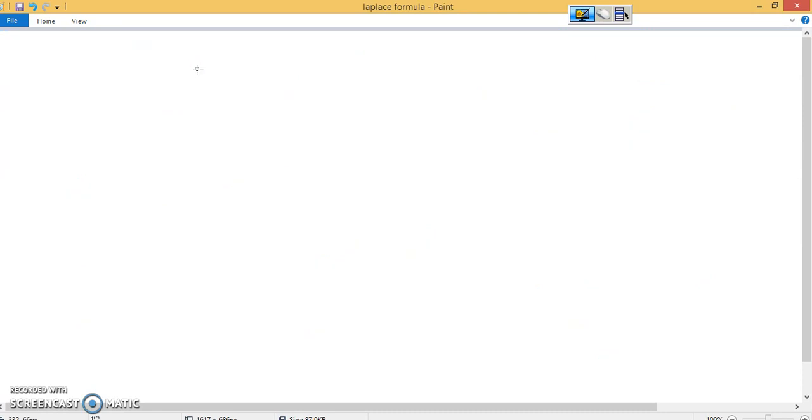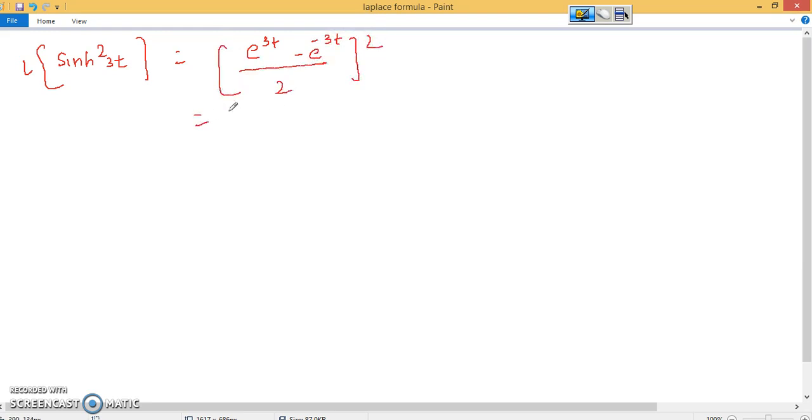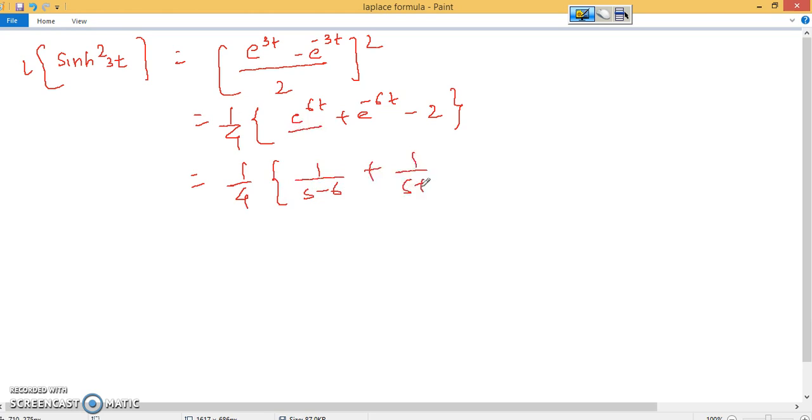Similarly, if you are given sinh square of 2t or 3t, anything, we can write it similarly as e to the power of 3t minus e to the power of minus 3t by 2, whole square. So 1 by 4 times e to the power of 6t plus e to the power of minus 6t minus 2. So 1 by 4 times, the Laplace of e to the power of 6t is 1 by s minus 6, plus 1 by s plus 6, minus 2 by s. This is the Laplace transform of sinh square of 3t.